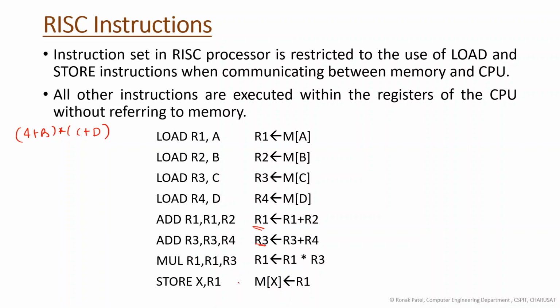Okay, and at the end our result is in R1, what we want is the result in X. We need to perform this store X comma R1. So in that case, from register the value will be stored in memory. So first it will fetch all the data from memory to register, and then whenever there is an operation it will use registers, so faster. And then at the end the data will be stored from register to memory. There is no in-between memory access.